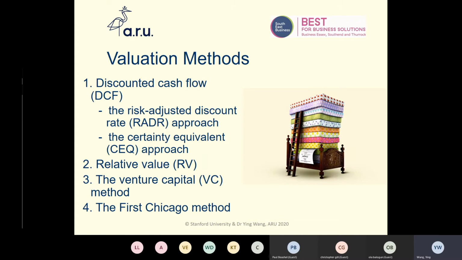Broadly speaking, in terms of valuation method, we have discounted cash flow, we have relative value, we have the venture capital method and the first Chicago method. Each one of them has its uniqueness, but they also have their drawbacks or weaknesses. So when you use these valuation techniques, you need to know the drawbacks.